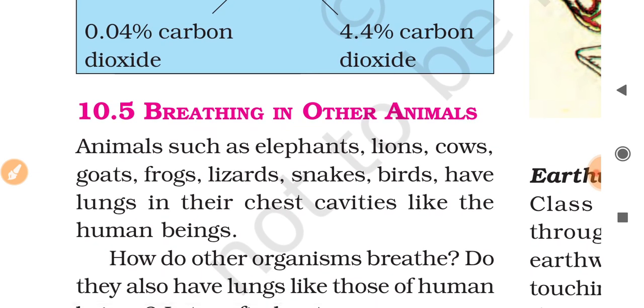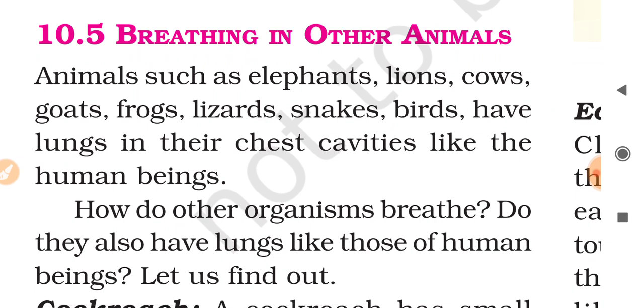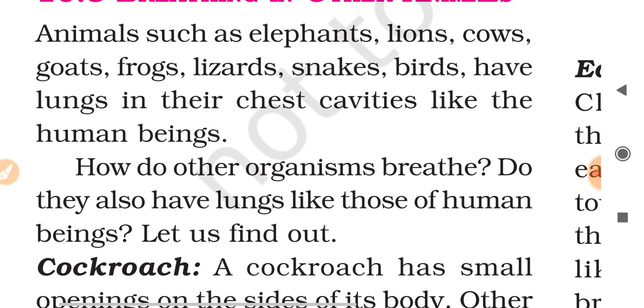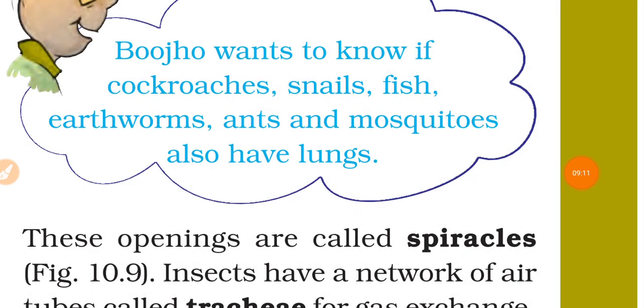Now we will understand breathing in other animals. Animals such as elephants, lions, cows, goats, frogs, lizards, snakes and birds have lungs in their chest cavities like human beings. How do other organisms breathe? Do they also have lungs like those of human beings? Let us find out. Cujo also wants to know if cockroaches, snails, fish, earthworms, ants and mosquitoes also have lungs.